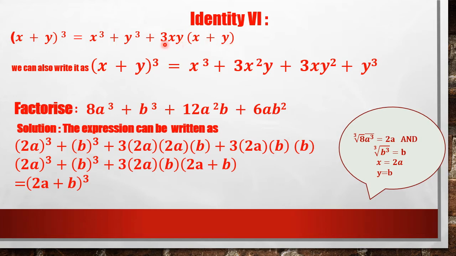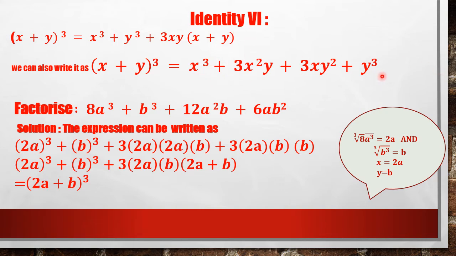We will distribute 3xy over (x plus y), which means first we will multiply this x with 3xy. Then what shall we get? We'll get 3 into x into x is x squared, and then y, the product 3x squared y. Plus, when we multiply 3xy with y, we will get 3 into x into y is y squared. So we just distributed this 3xy, and we got the second way of expressing the identity 6.